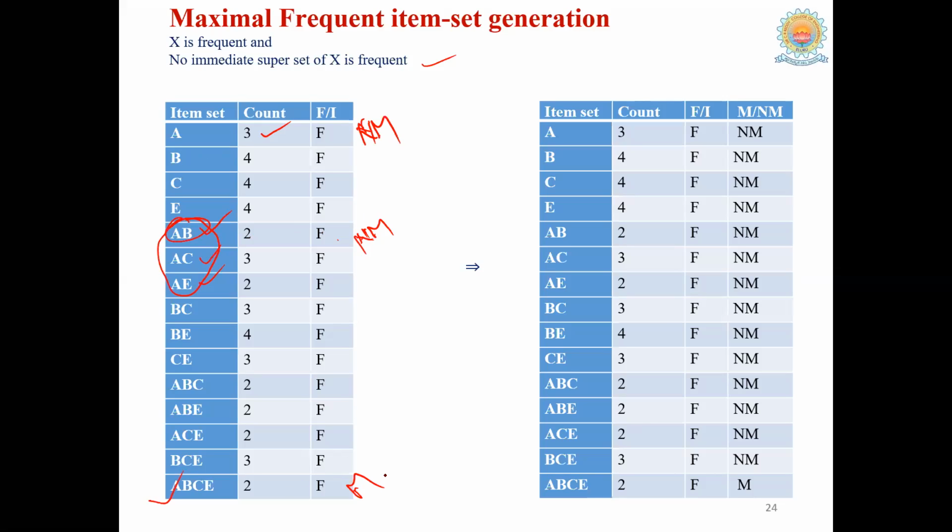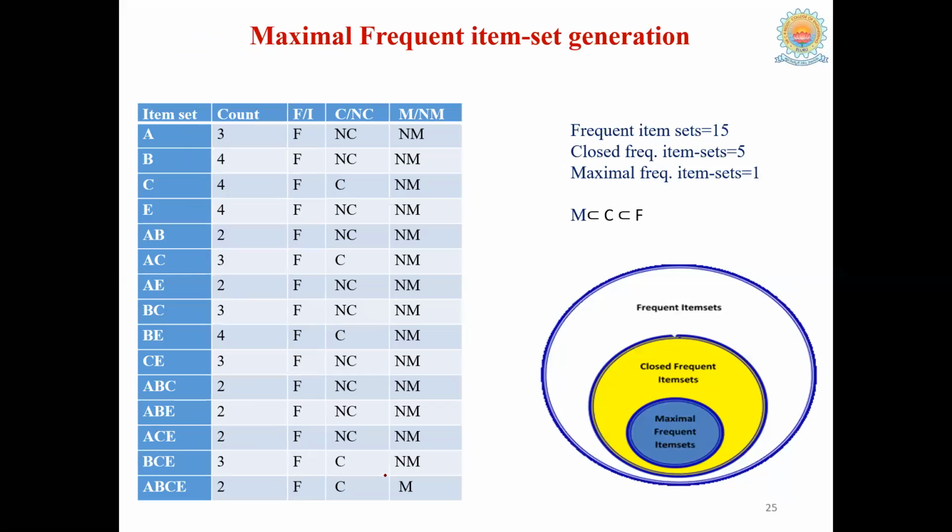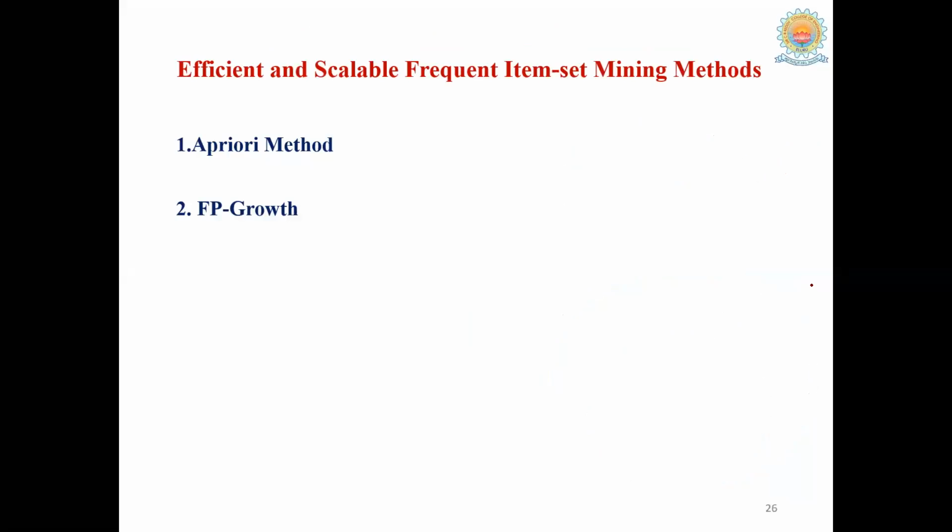Like this we can calculate, but this is not the case for all examples. For this example, we got like this. Out of 15 frequent item sets, we have 5 closed frequent item sets and 1 maximal frequent item set. And from this observation, we can conclude that the maximal frequent item sets are a subset of closed frequent item sets, which are a subset of the frequent item sets.